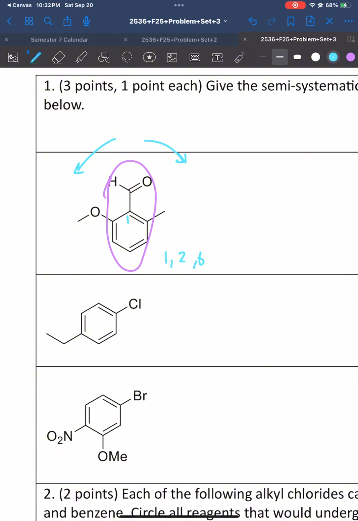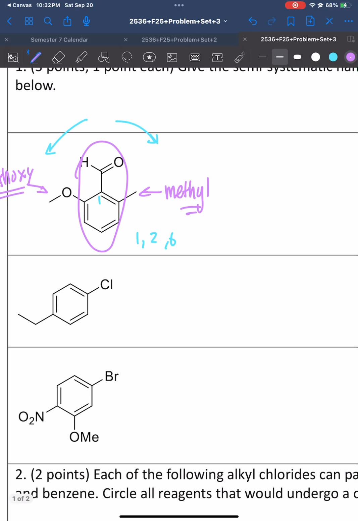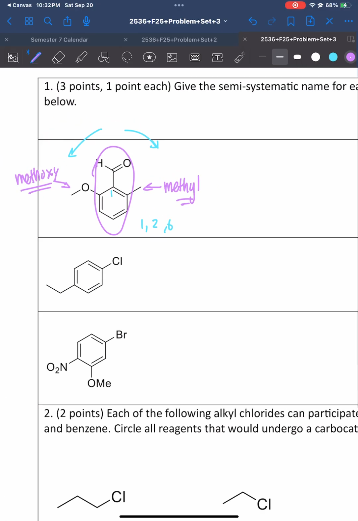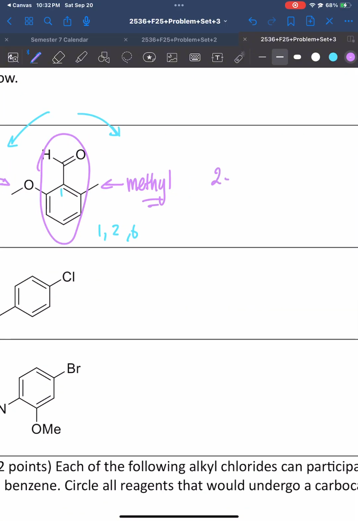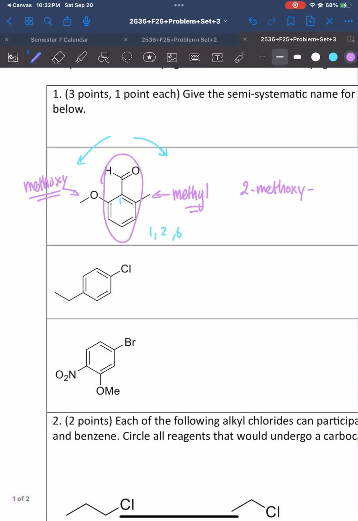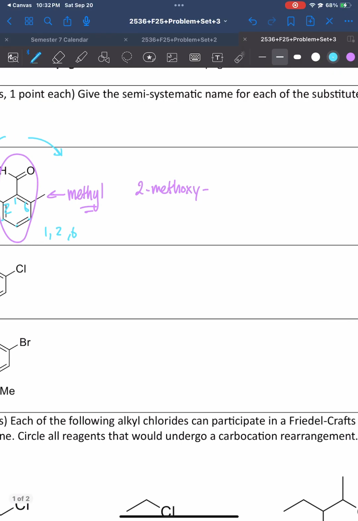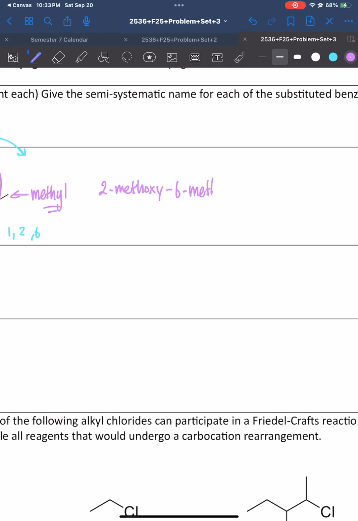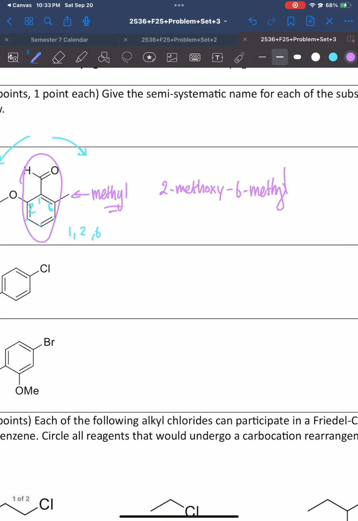alphabetical order. So if we look here, this is going to be a methyl side chain, and this is going to be a methoxy side chain. In this case, methoxy is going to come before methyl, so then we can name this molecule based off of that. So it's going to start off with 2-methoxy, and then it's going to end up going left, so this is going to be 2, 3, 4, 5, 6, and it's going to be 6-methyl. If we look at the main parent molecule, it's going to be a benzaldehyde.